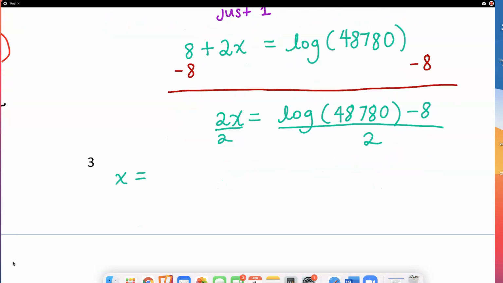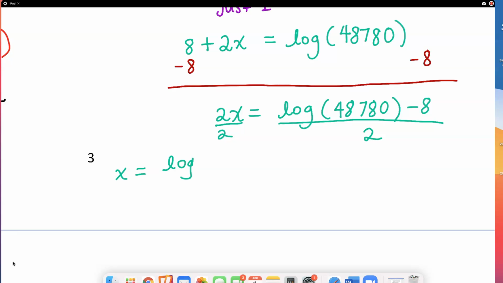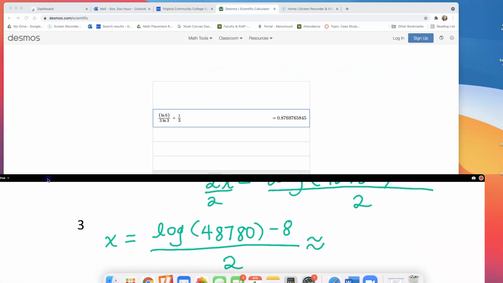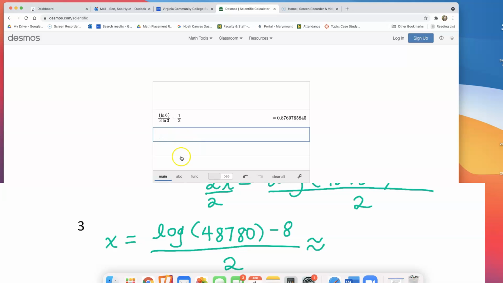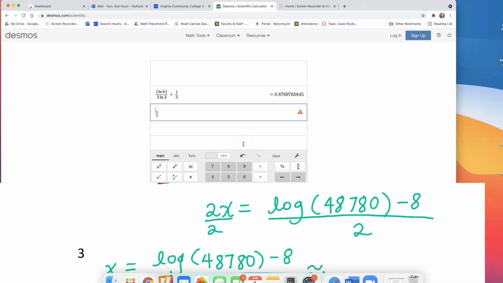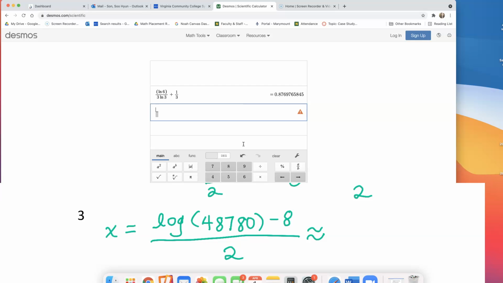Okay, so we got the final answer. X is exactly log 48,780 minus 8, all over 2. I need to get the decimal of this now, so let's go type this into a scientific calculator. Like I talked about in class, if you want to go with log, that's okay. If you want to go with natural log, that's okay too. But the reason I picked log, the common log this time, is because the base was 10. If the base was e, I would just take natural log.